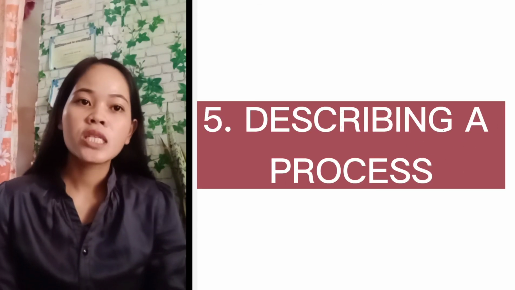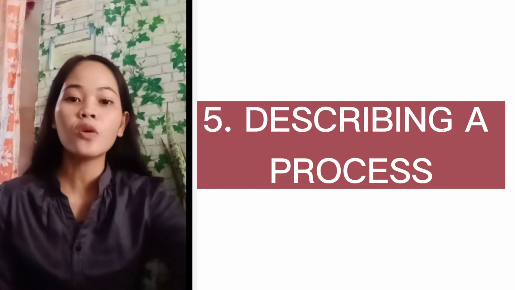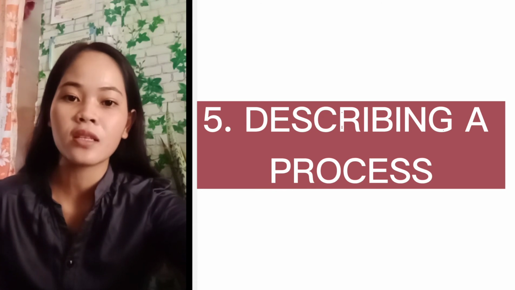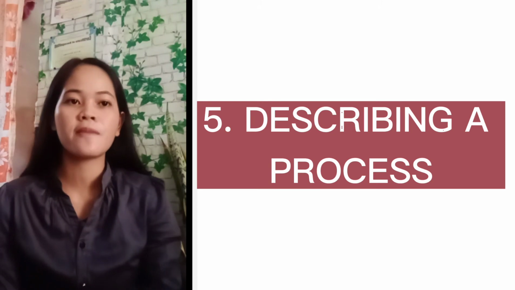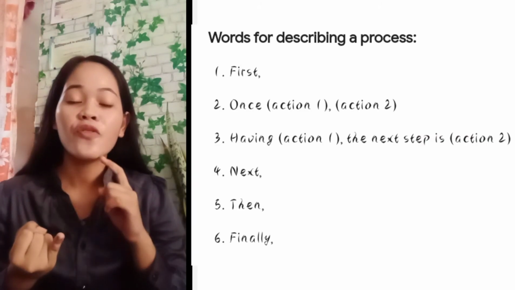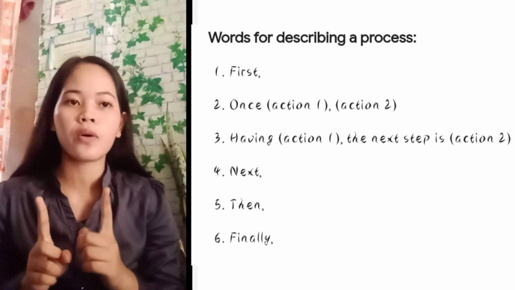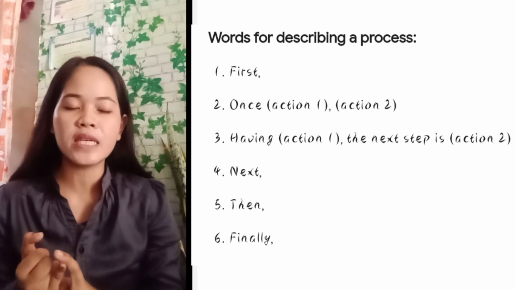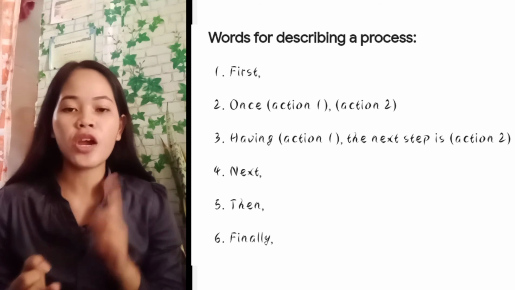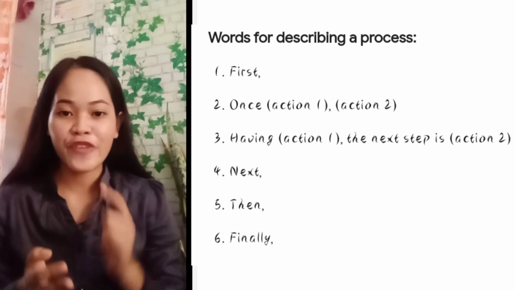And fifth, describing a process. In describing a process, there are also the following words or steps that you can learn to describe a process. First, second, once, or action 1 and action 2. Then third, having done action 1, then the next step is action 2. So third, next. Then fourth, then fifth, finally.